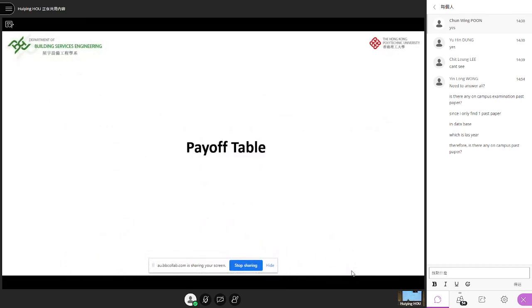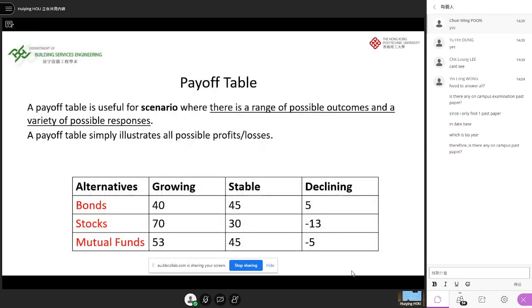Payoff table. You need to know how to read a payoff table, and I think that through assignment two, you already know what a payoff table is and how to properly read and understand it.